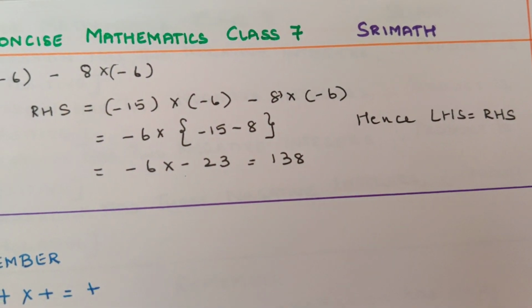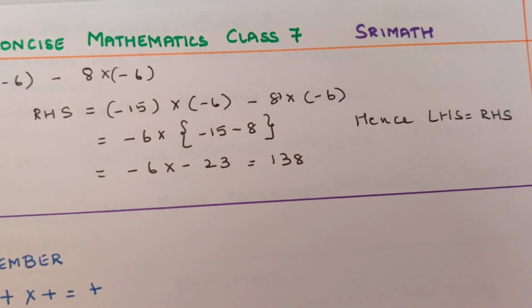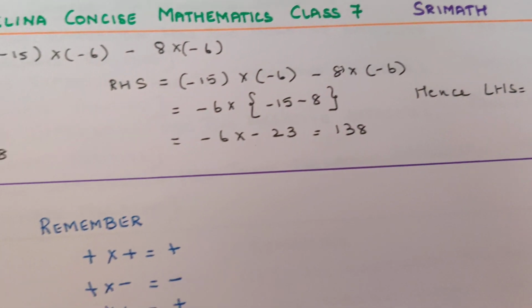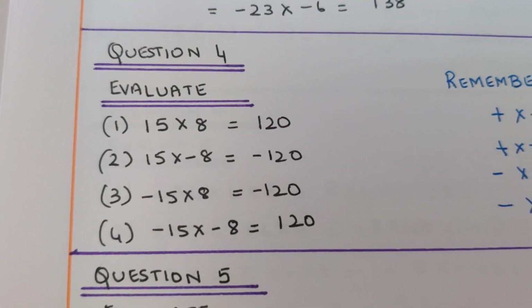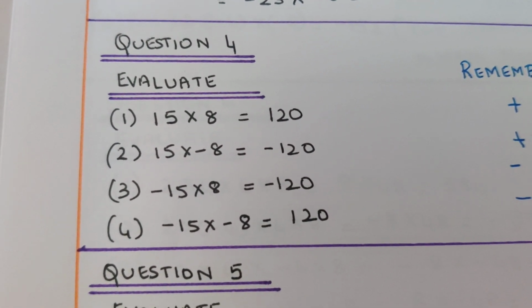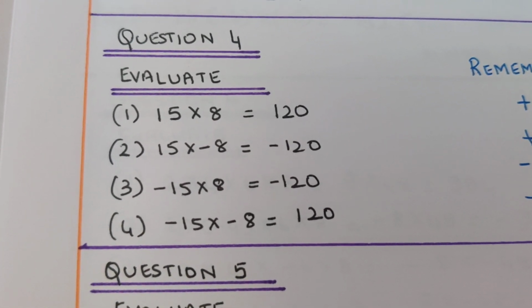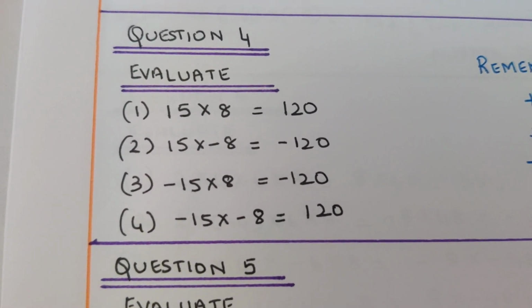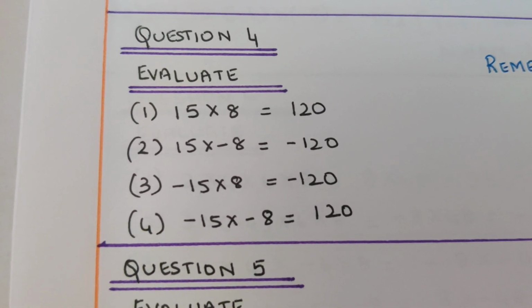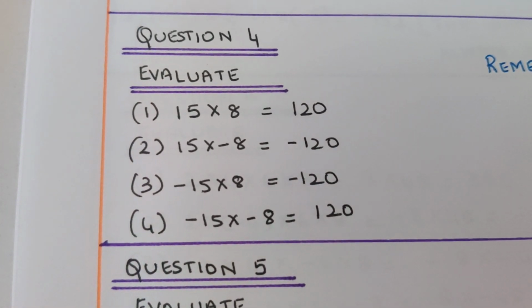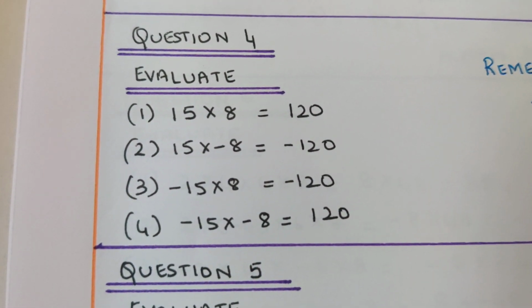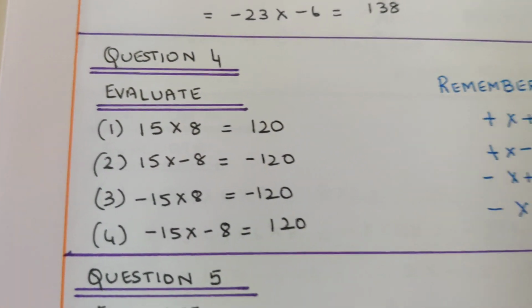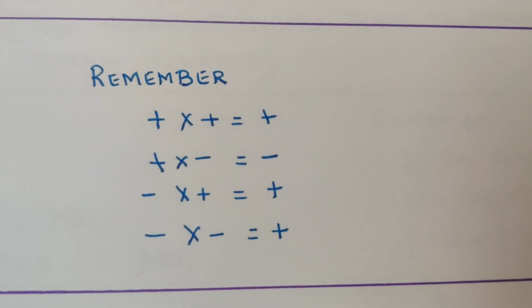So hope everybody has understood the third sum, and let's move on to the fourth sum, which is very easy. It says evaluate, and when you see this particular sum, everything has got numbers 15 and 8. So when you multiply 15 and 8, it is 120, but you have different signs mentioned. That's why we get the same number but different sign, which is really important. So please remember this particular concept.